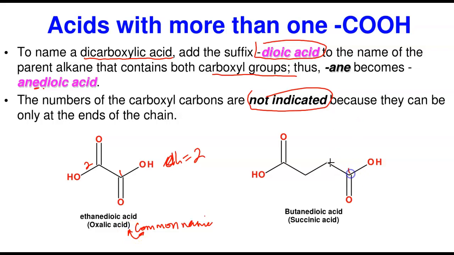The same thing goes here. If you count this one, 1, 2, 3, 4, this is butane. Remember, you see the whole name was given here, dioic acid. And the common name is succinic acid. So this is how we name this one.